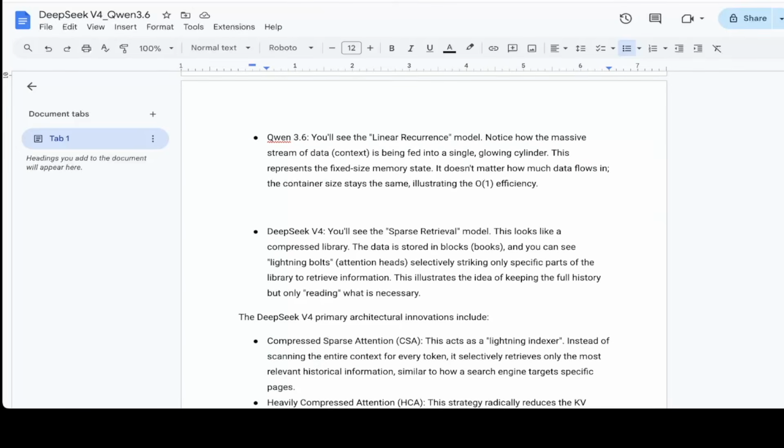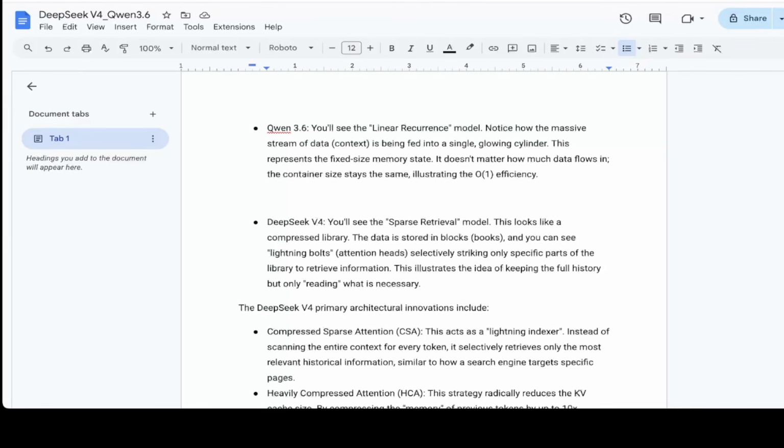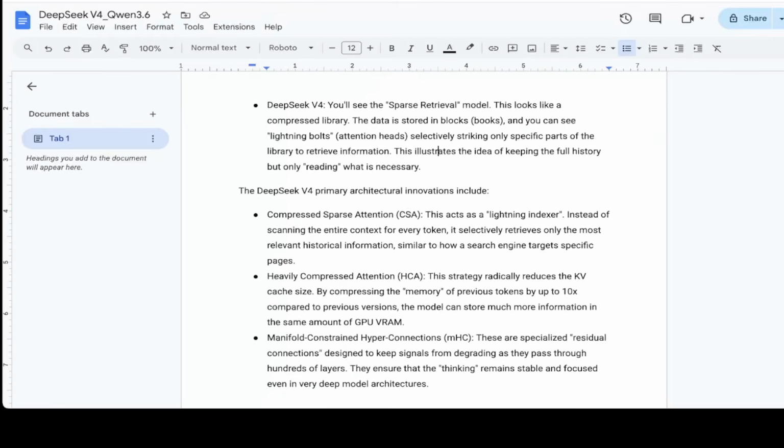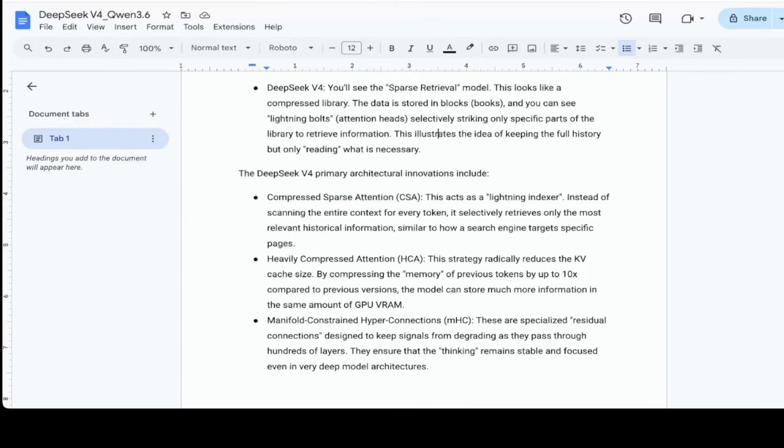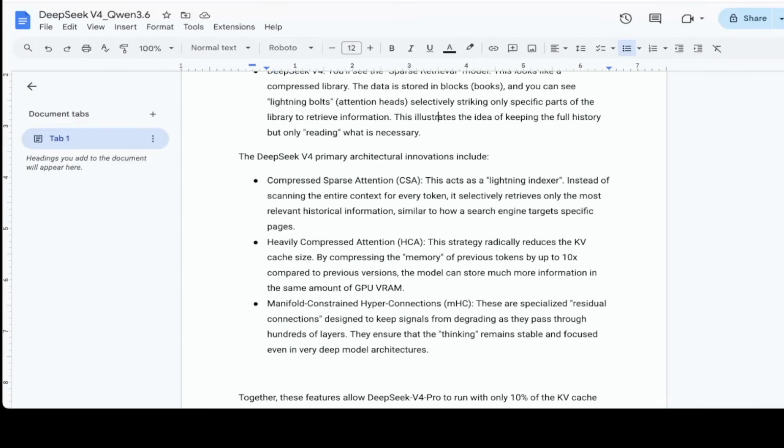So we covered DeepSeek V4 and also Qwen3.6, right? The DeepSeek V4 primary architecture innovations include the CSA, compressed sparse attention. It's like a lightning indexer, a very important key feature. Instead of scanning the entire context for every token, it selectively retrieves only the most relevant historical information, similar to how a search engine targets specific pages.